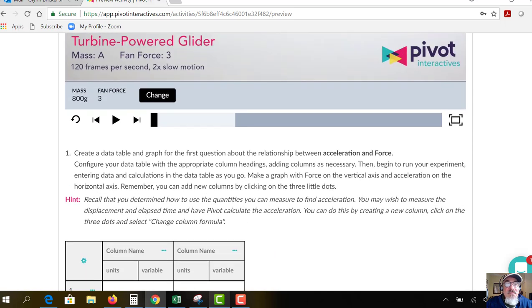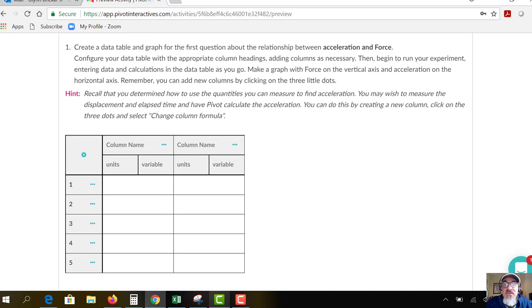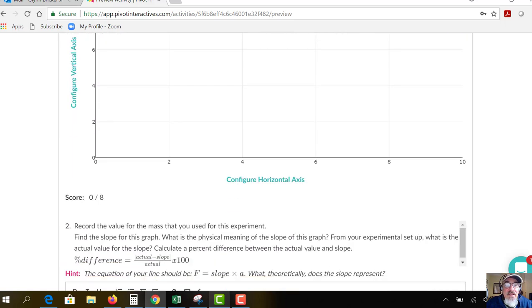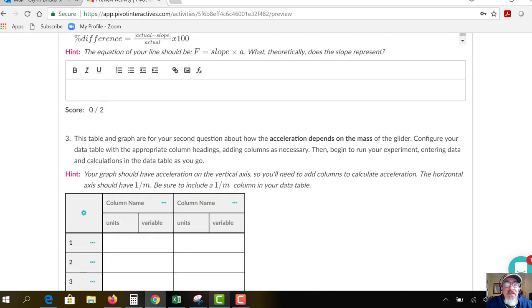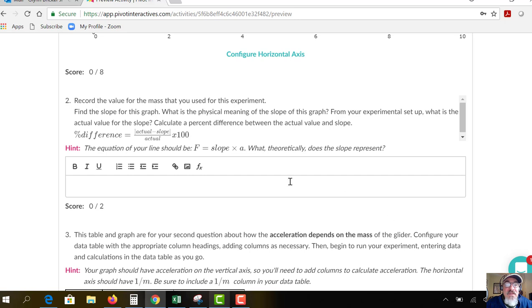Okay, so create a data table. You're good at that now from the first couple of labs. So create a data table and graph for the first question about the relationship between acceleration and force. Okay, so in this one, you don't want to do anything with the mass, right? You're just looking at the relationship between acceleration and force for a given mass. And I'll leave this part up to you. You know what the mass is from the settings there. Good. So this is really Newton's second law, isn't it? F is equal to something times a. So the slope is whatever the something is.